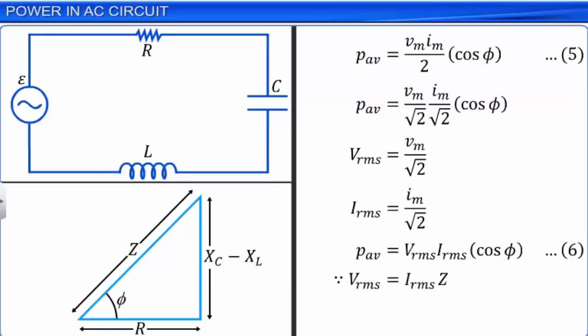This shows that the power dissipation is dependent not only on the voltage and current in the circuit, but also on the cos of the phase angle phi between them. The term cos phi is called the power factor for the system.